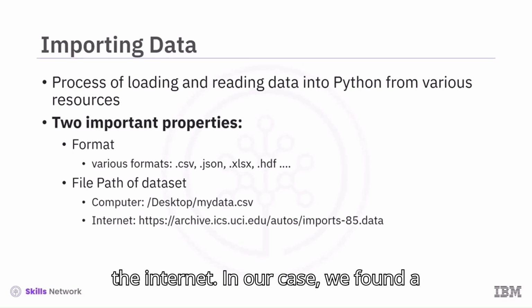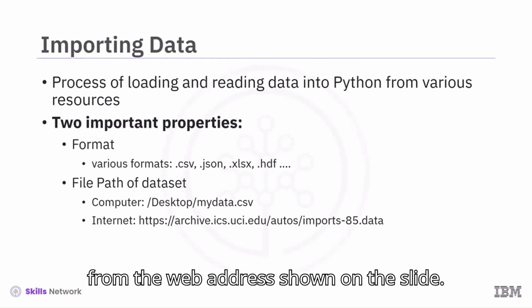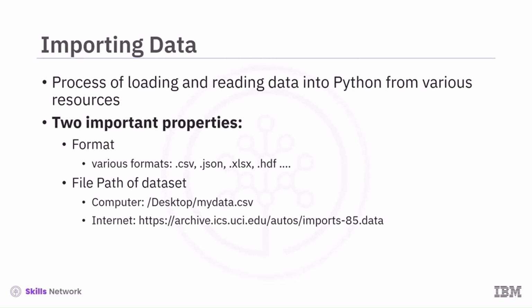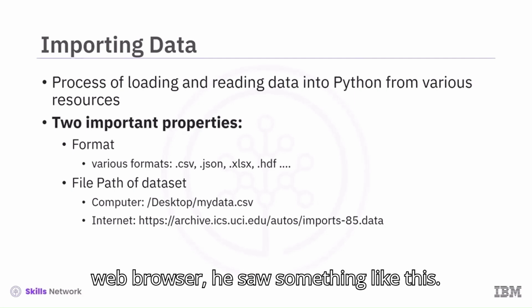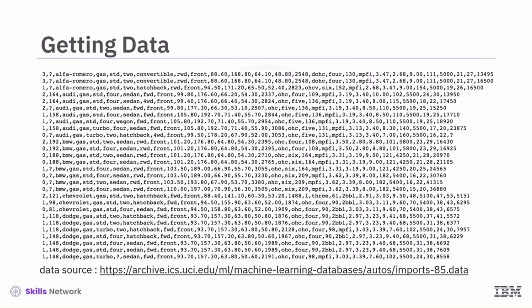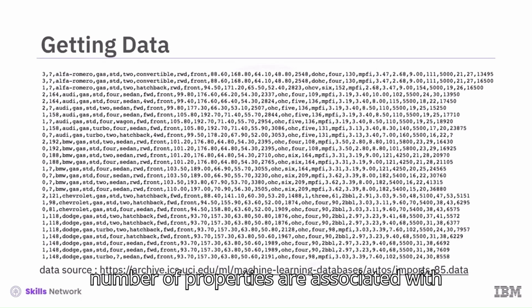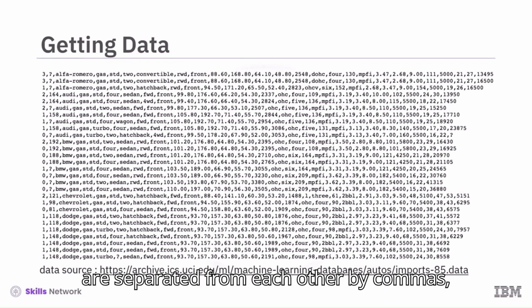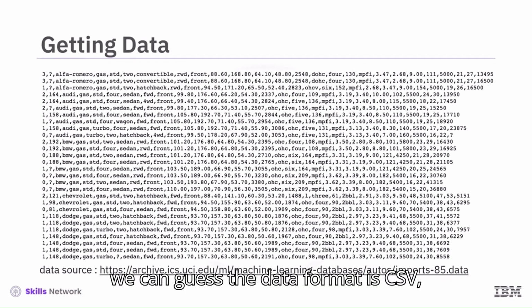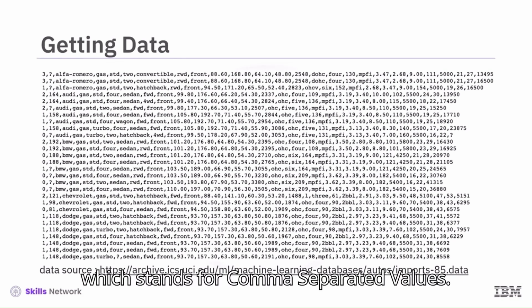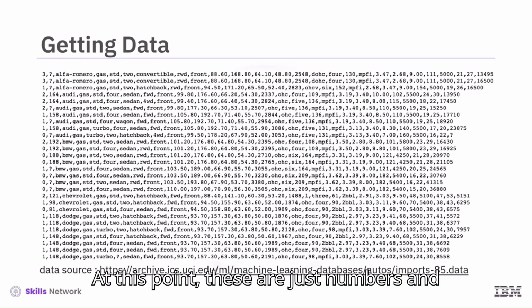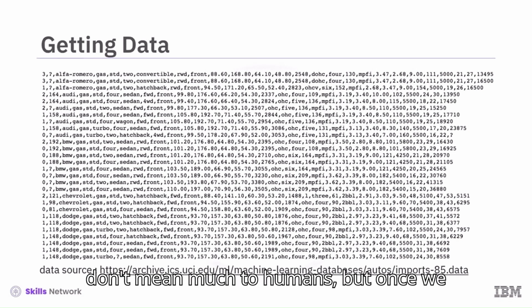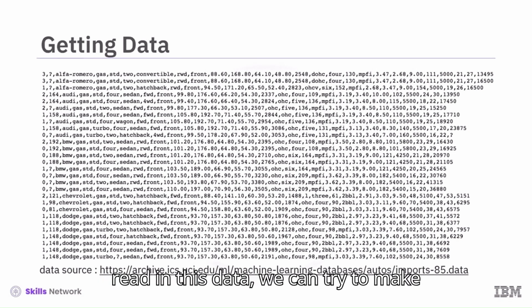In our case, we found a data set of used cars which was obtained from the web address shown on the slide. When Jerry entered the web address in his web browser, he saw something like this. Each row is one data point. A large number of properties are associated with each data point. Because the properties are separated from each other by commas, we can guess the data format is CSV, which stands for comma-separated values. At this point, these are just numbers and don't mean much to humans. But once we read in this data, we can try to make more sense out of it.